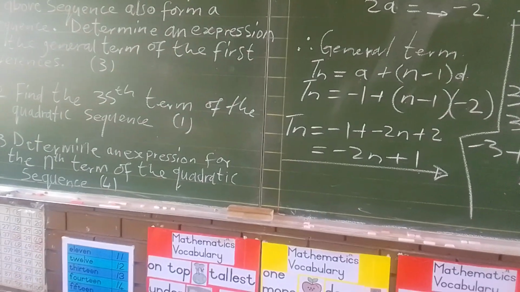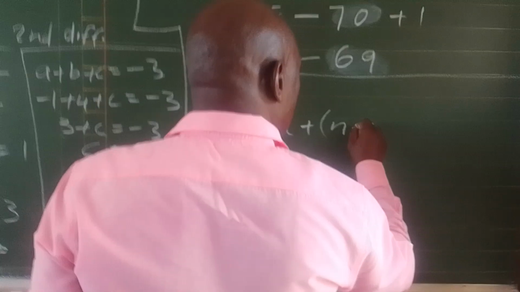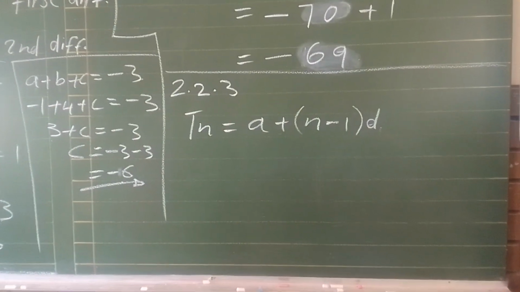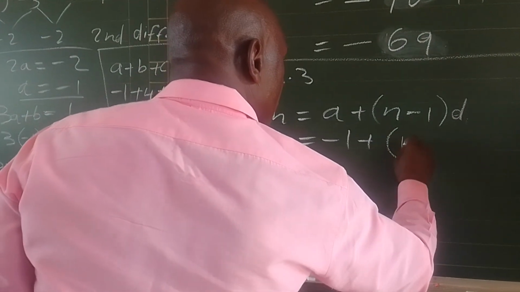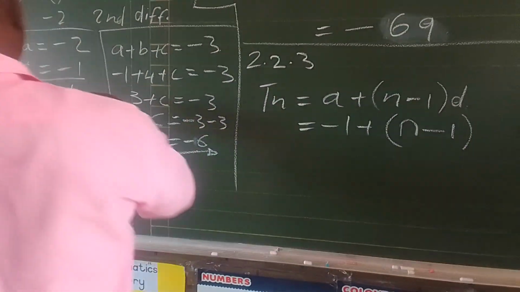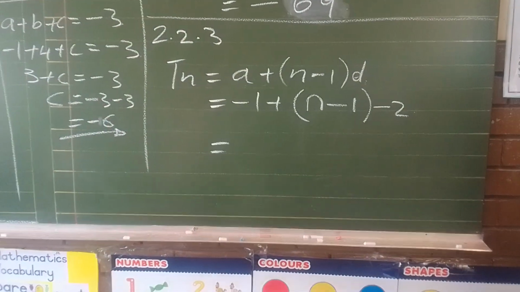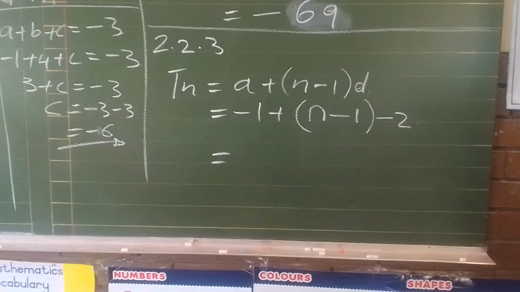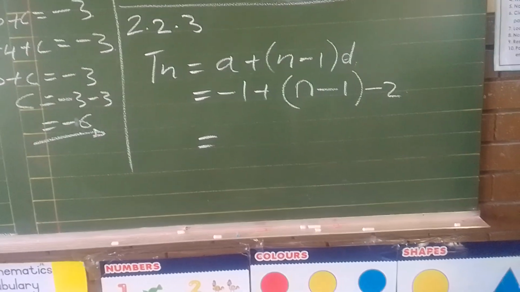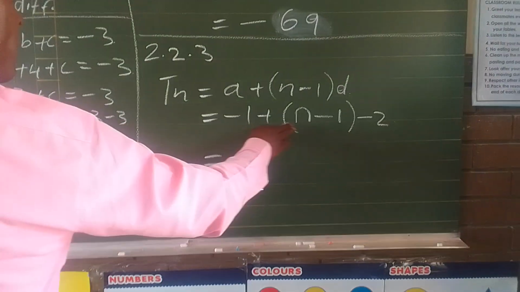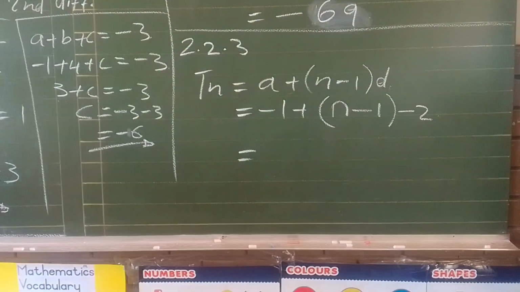So our nth term here is going to be Tn equals A plus n minus 1 d. So the expression here is going to be, our A has been calculated to be negative 1. We say negative 1 plus n minus 1. Our d is the common difference. It's negative 2. Yes, so A plus n minus 1 d, Tn, this is the formula for the general term.